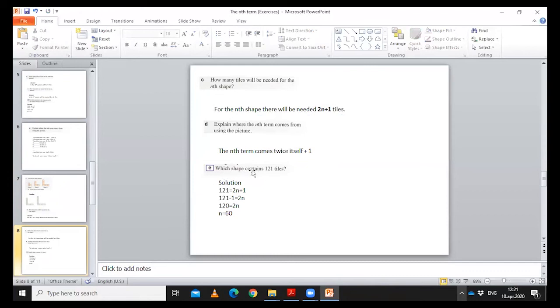E, which shape contains 121 tiles? 121 will be equalized to 2n plus 1, thus finding that n equals 60. So the 60th shape will contain 121 tiles.